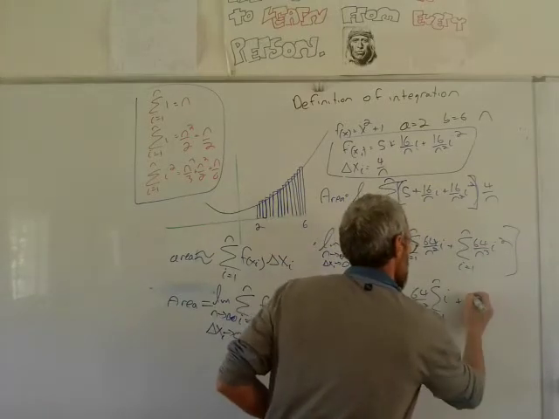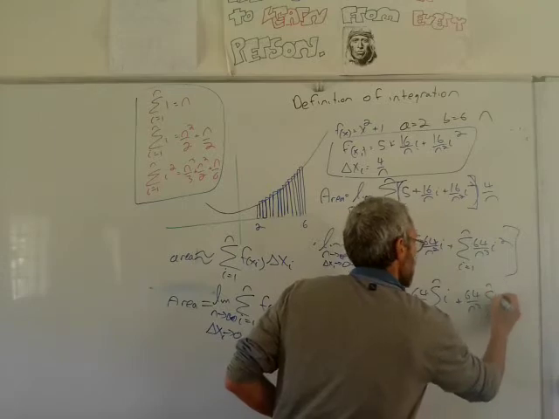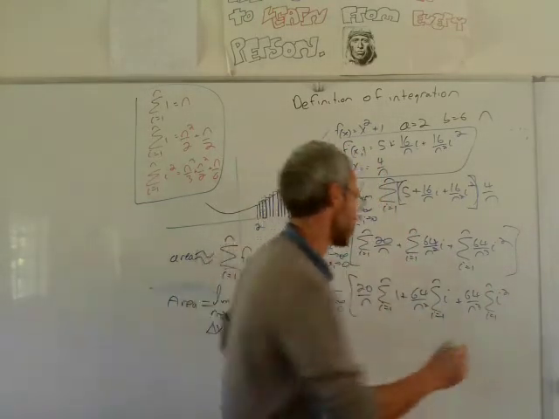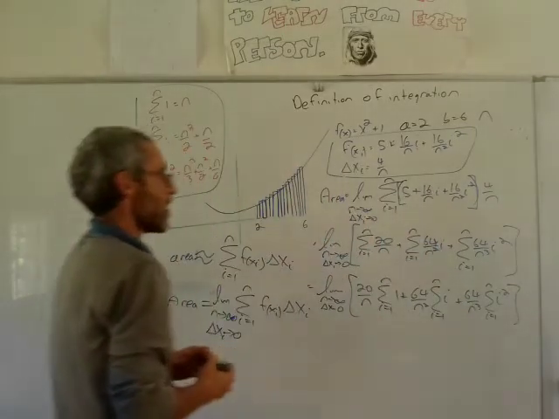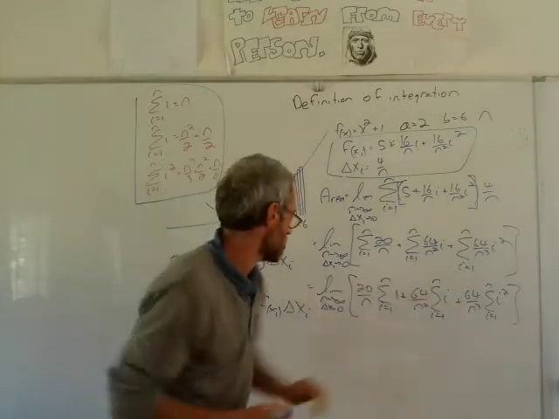And over here, I'm going to get 64 over n cubed, i from 1 to n, and here I have i squared. That means 1 squared plus 2 squared plus 3 squared plus 4 squared, okay? Now I'm going to use these red cool formulas to evaluate each one of these sums.